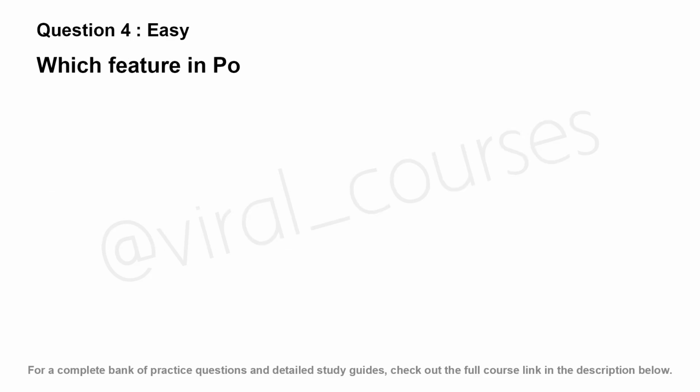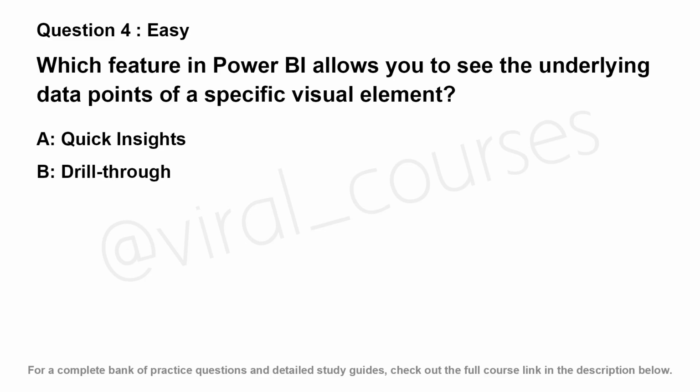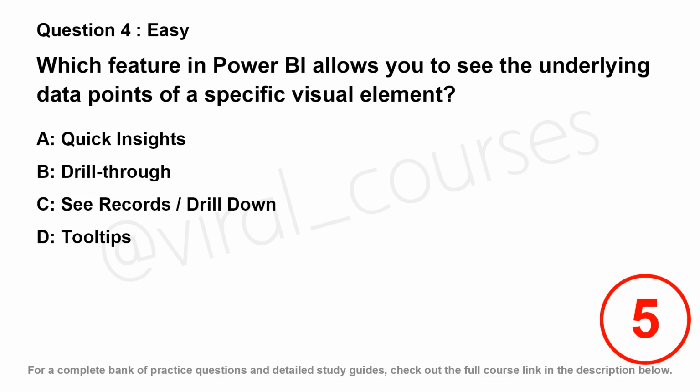Which feature in Power BI allows you to see the underlying data points of a specific visual element? Option A. Quick Insights. Option B. Drill Through. Option C. See Records, Drill Down. Option D. Tooltips.